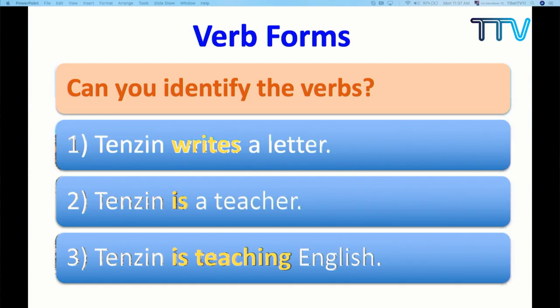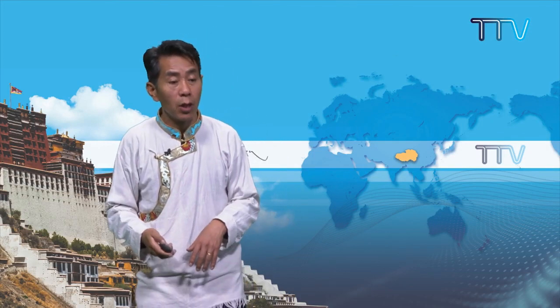Tenzin is a teacher. Okay, yes, Tenzin is a teacher. Is here is a verb. Third one, Tenzin is teaching English. So is is a verb and teaching is also a verb. So you see these sentences, they are different forms of verb. So verb may not always be the word which shows action. Okay, it has got other forms. So that is what you have to keep in mind.